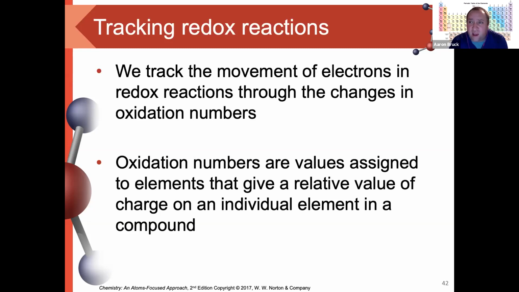Oxidation numbers take into account factors like electronegativity and just how well those electrons are actually held by that particular element. So in the event of something like what we see in a polyatomic ion that has very polar bonds, even though we think of the electrons as being around that center atom, if the bonds are particularly polar, we know that the electrons aren't actually there.